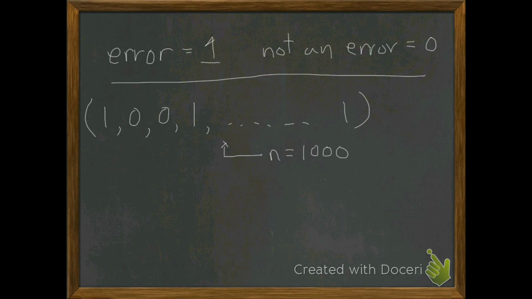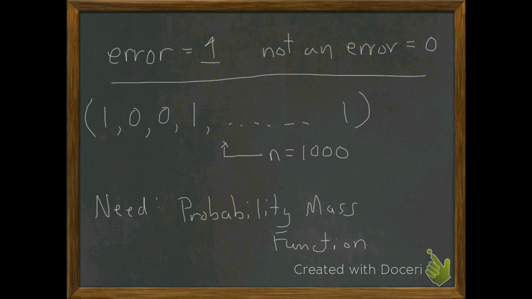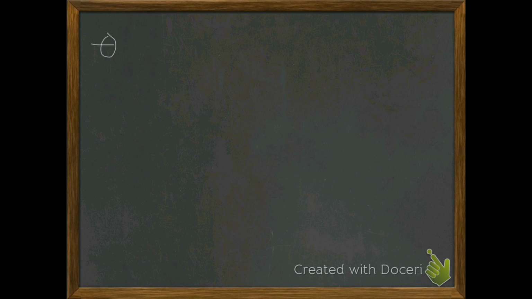So we need our probability mass function, and we will let theta be our unknown error rate.